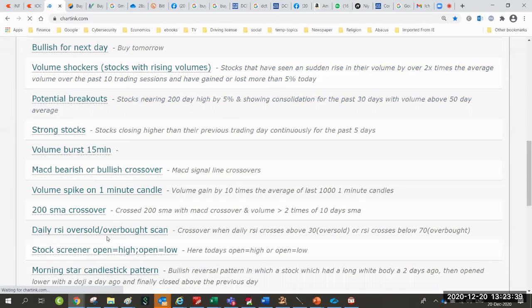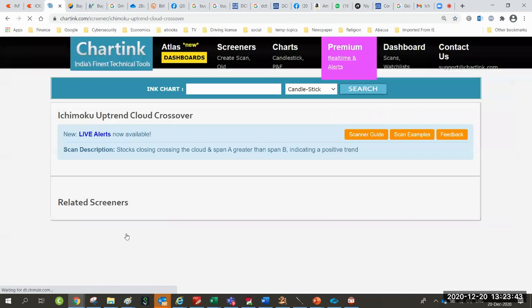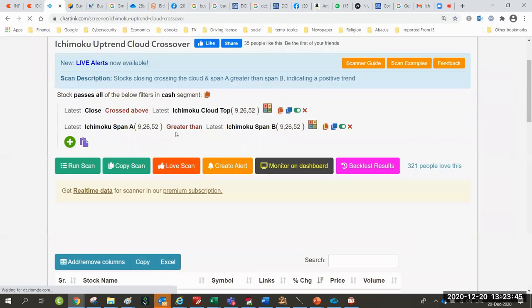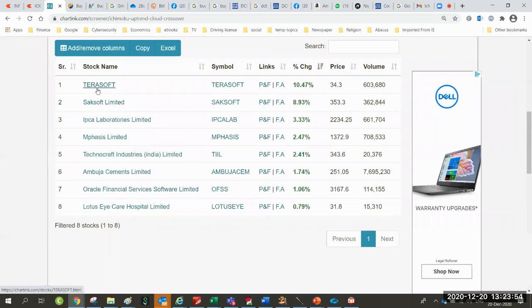For example, I have made some formula. I think they are having this one, cloud crossover, and they have given this one. But you can add this formula, you can modify this formula. So accordingly, you can make. So these are the things.